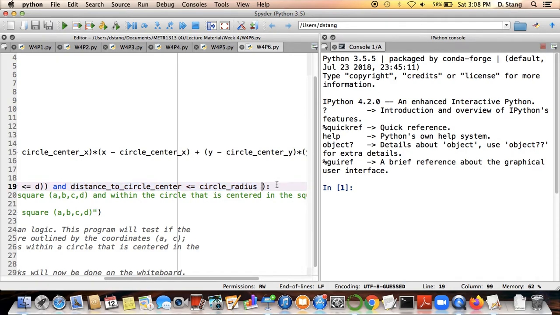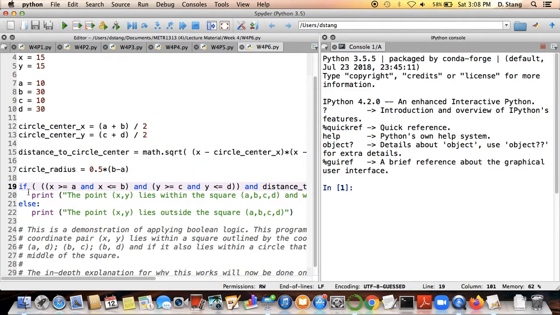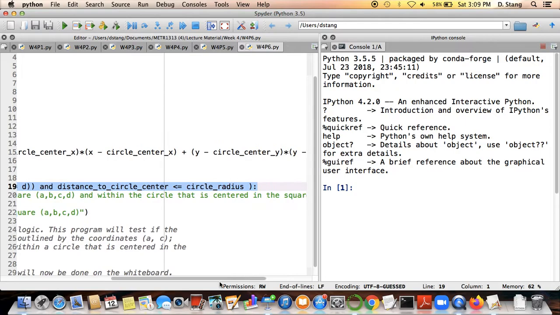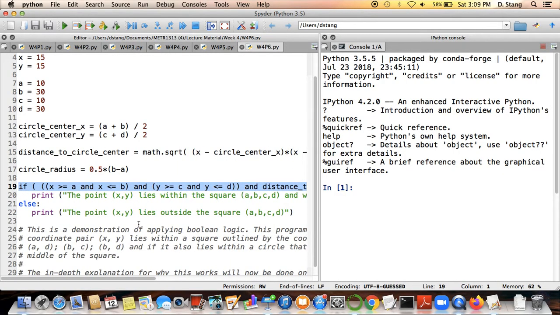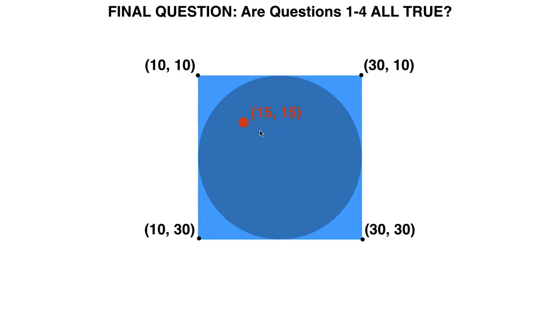And if both those things are true, then this entire smorgasbord of a condition is true, which means the computer will run this print statement, printing out the point xy lies within the square ABCD and within the circle that is centered in the square. And from a visual inspection, we can see that our point 15, 15 should satisfy both those conditions. It should be contained within the square, and it should also be contained within the circle.